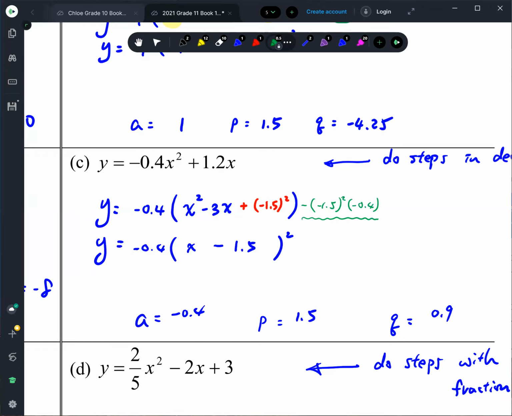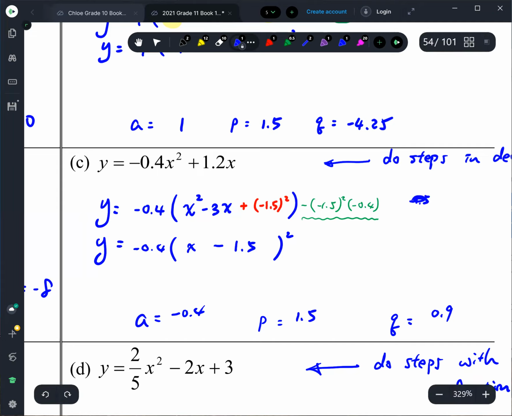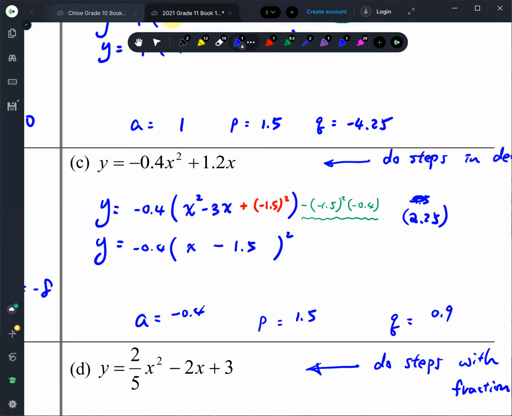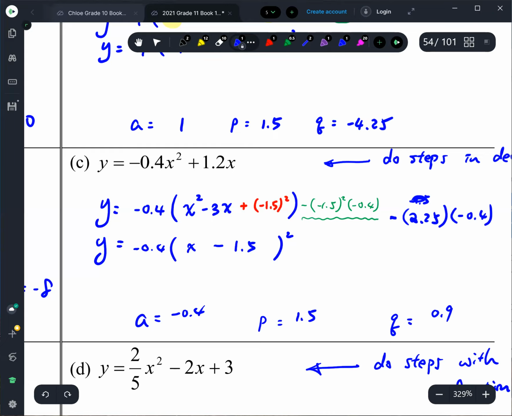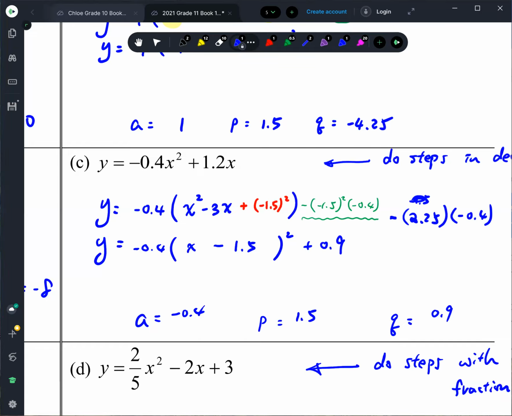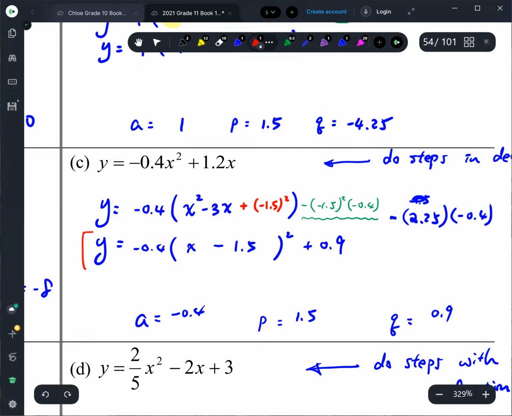Is it minus 0.9? How do you get that? Negative 1.5 squared is positive 2.25, right? Yeah, positive 2.25. And then times by negative 0.4, it's negative 0.9. Okay, but then there's a minus at the front. So then it's plus 0.9. So what's A? Negative 0.4, B 1.5, and Q 0.9. Yeah. Okay.